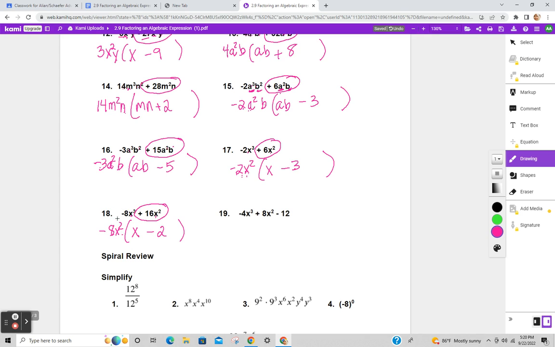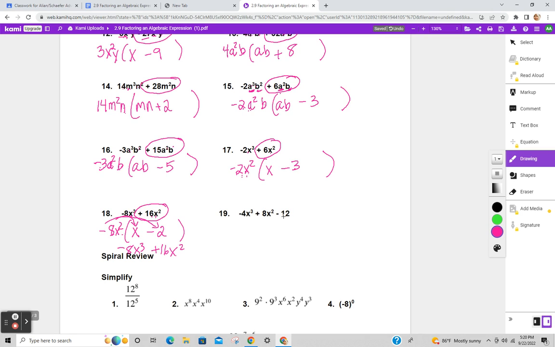Again, you can always check by distributing to check your answer. Do you see I get negative 8x cubed? Distribute here, I'm going to get plus 16x squared. And that's what I have here. So you could always check if you're not sure.